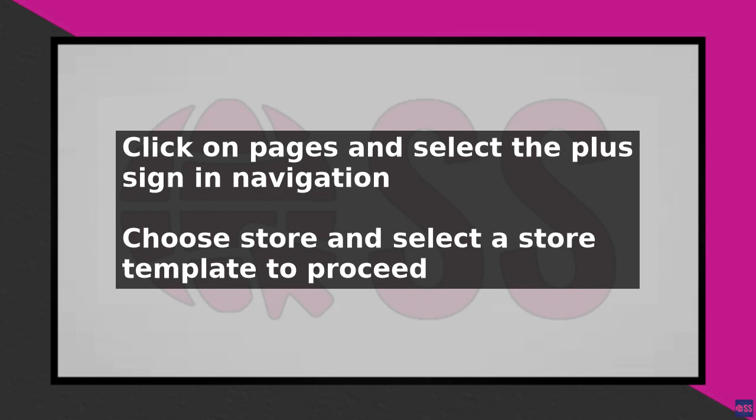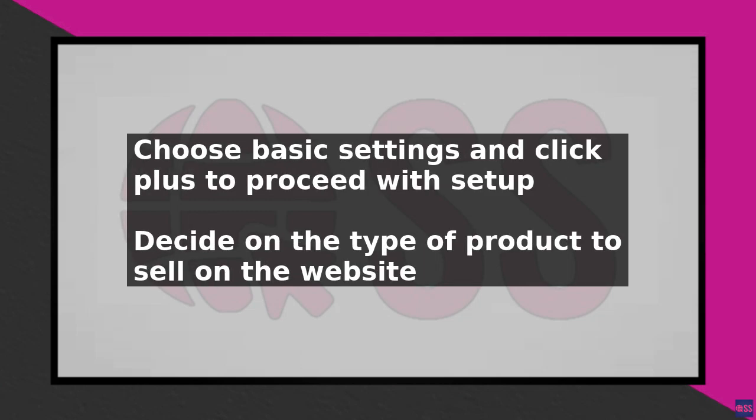Selling, and Invoicing. Click on Pages and then select the plus sign in your main navigation, followed by Store. Choose a store template, such as the first option, and name your store, for example, Store 1. After selecting your store option, proceed with the store setup by choosing some basic settings and clicking Plus.